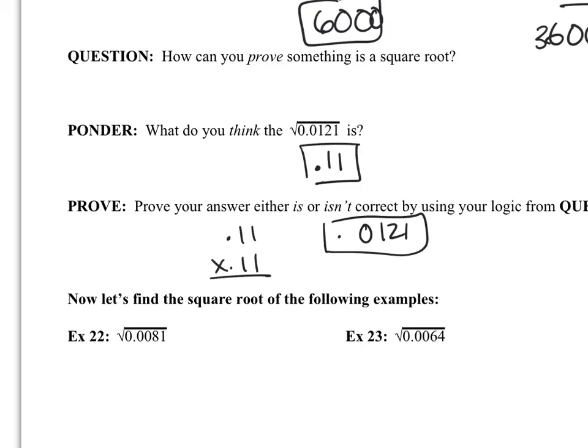So if I look at my next example, example 22, I'm going to start with a 9. And since I know I need 4 decimal places in my answer, I'm going to go with 2 decimal places there, because then 0.09 times 0.09 would be an 81 with 4 total decimal places.